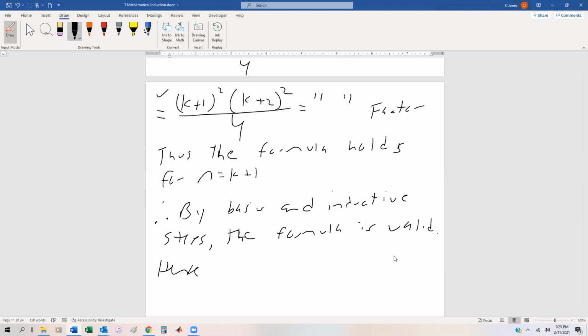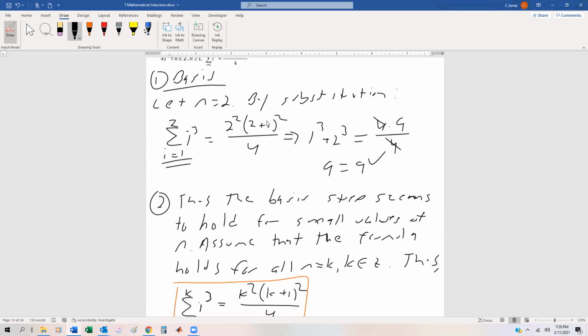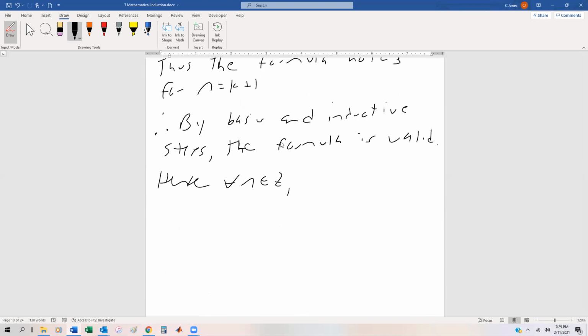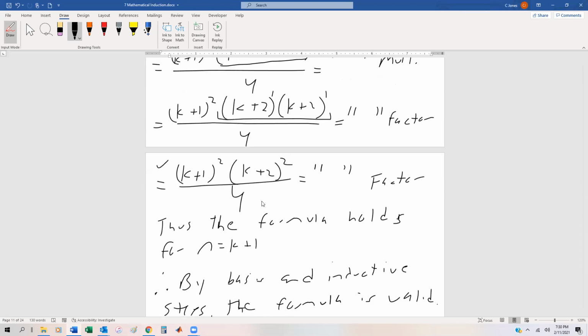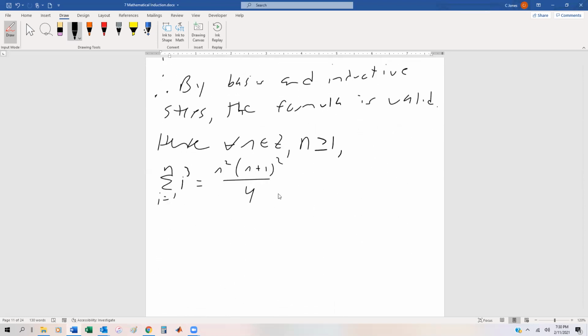And hence, for all n in the integers, I believe n started at 1. Let me go back up here just to verify. N greater than or equal to 1, the summation of i cubed. So for n greater than or equal to 1, we can say that the sum of i equals 1 to n of i cubed is indeed equal to n squared, n plus 1 squared over 4. All right, so we've shown 4 of these to be valid. The good news is now you have a pretty good understanding, hopefully, from watching these, of the techniques necessary to prove these types of formulas by induction.